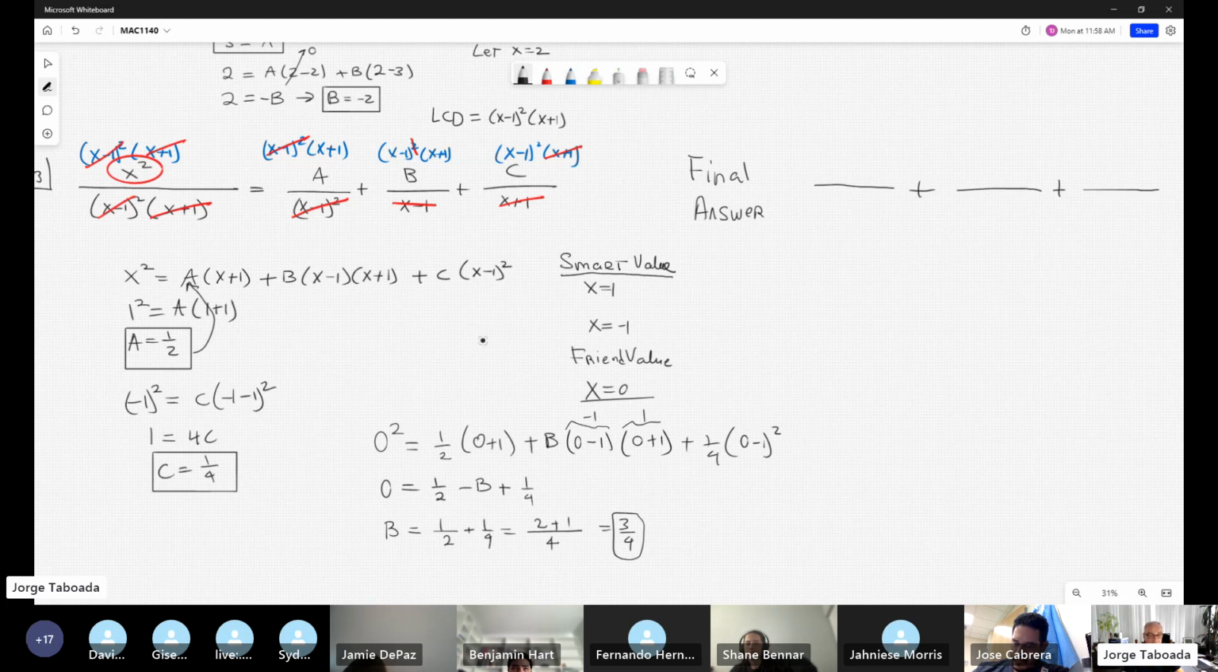1, 2, and 3. A is 1/2. And the factor is x - 1 squared. B is 3/4.